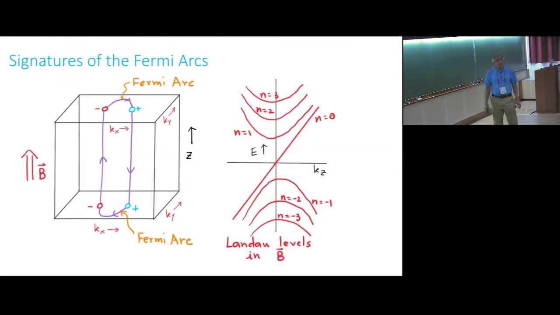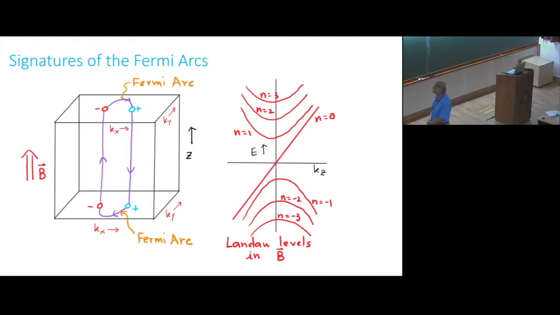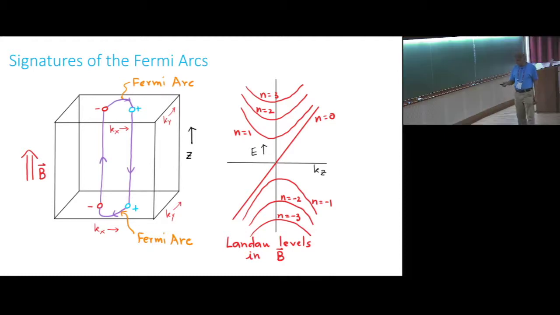Now, how do you detect these? How do you detect the fact that there are these special topologically protected surface states? So here's a little cartoon. In this particular diagram, the x and the y directions are actually in k space, and the z direction is in real space. Okay? So keep that in mind. These are the projections of the two Weyl nodes onto the surface Brillouin zone. And on the surface, I've generically put some curved Fermi arc.